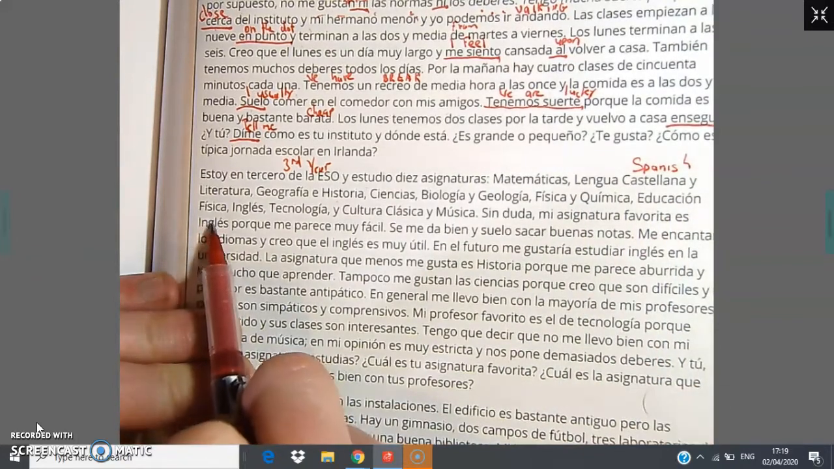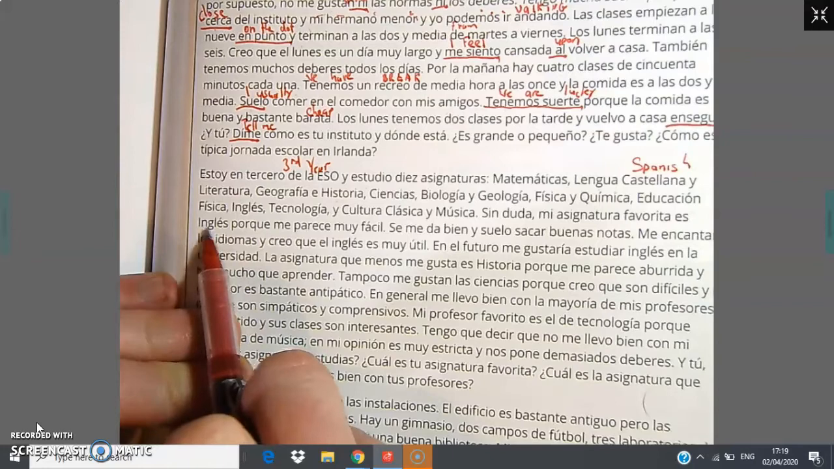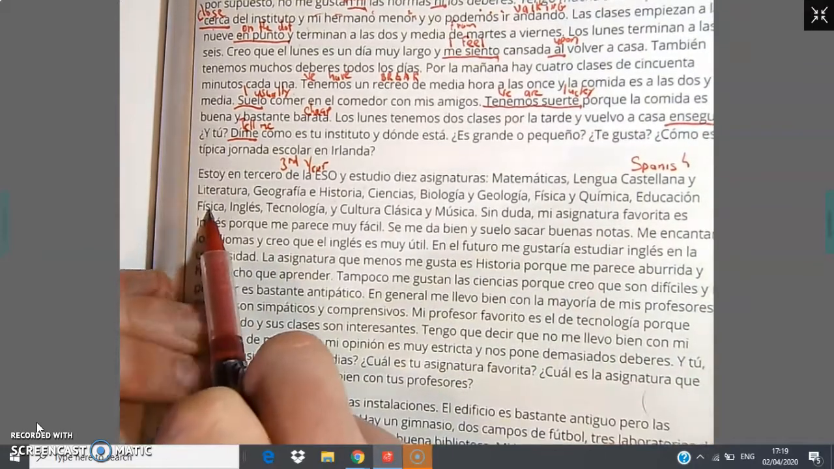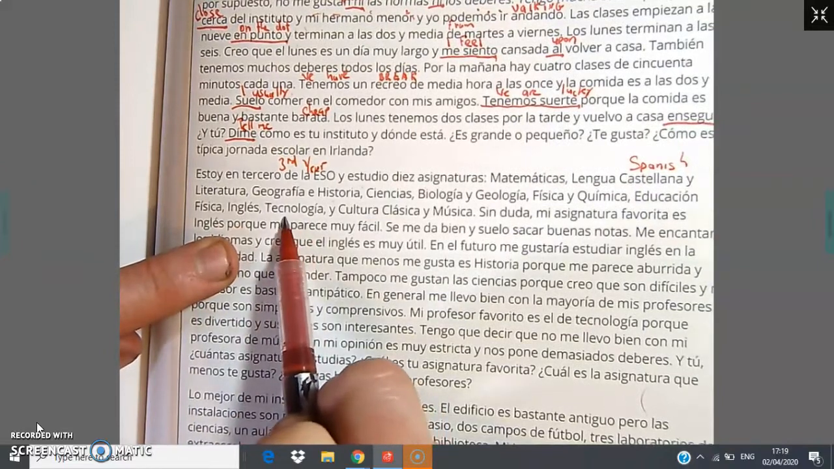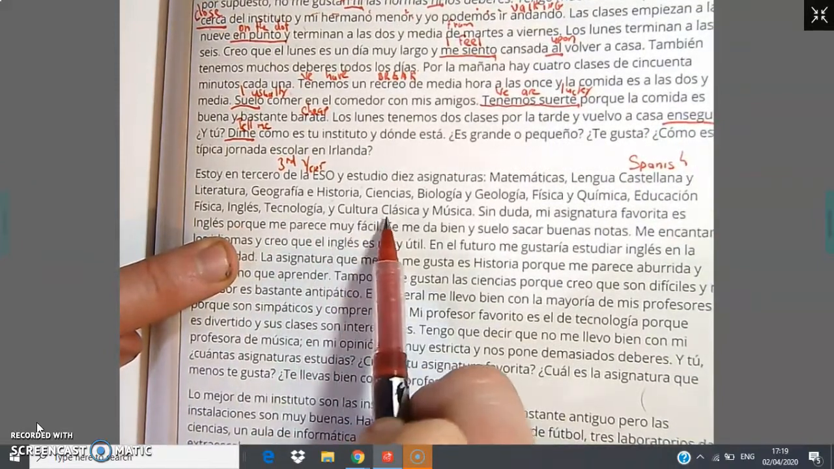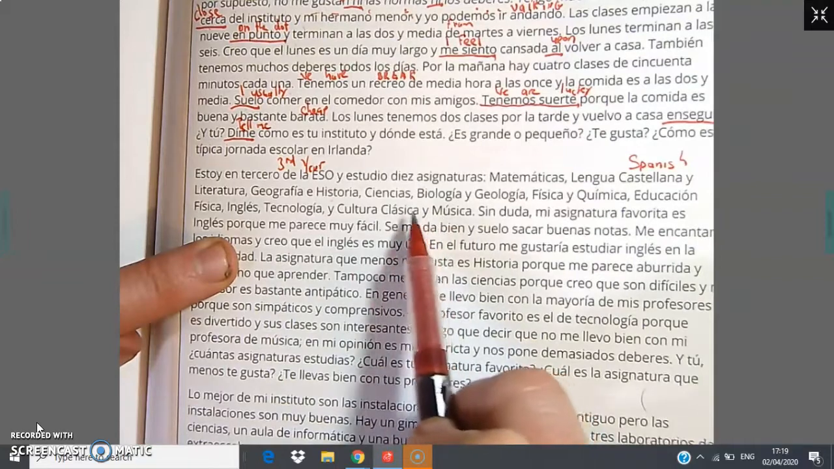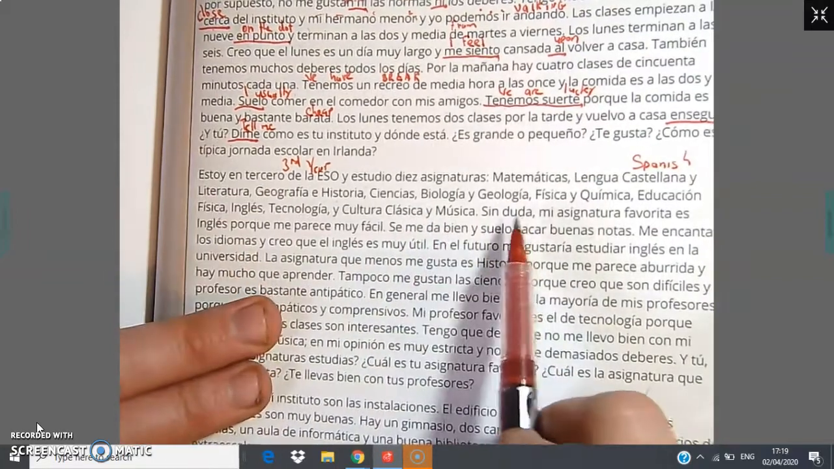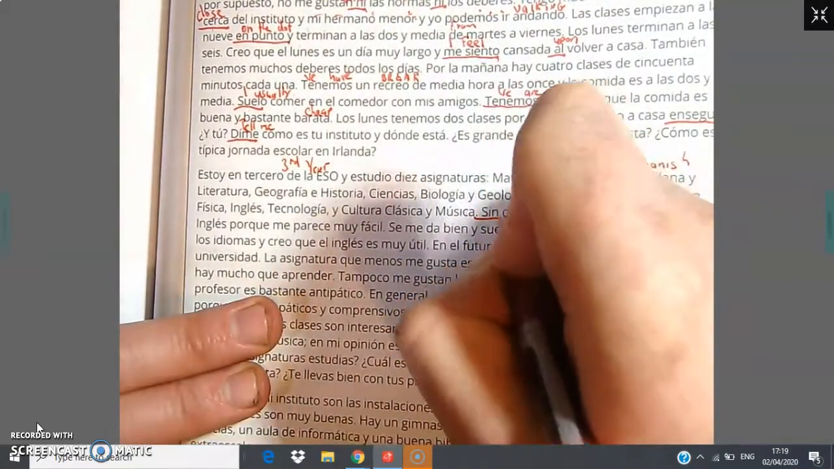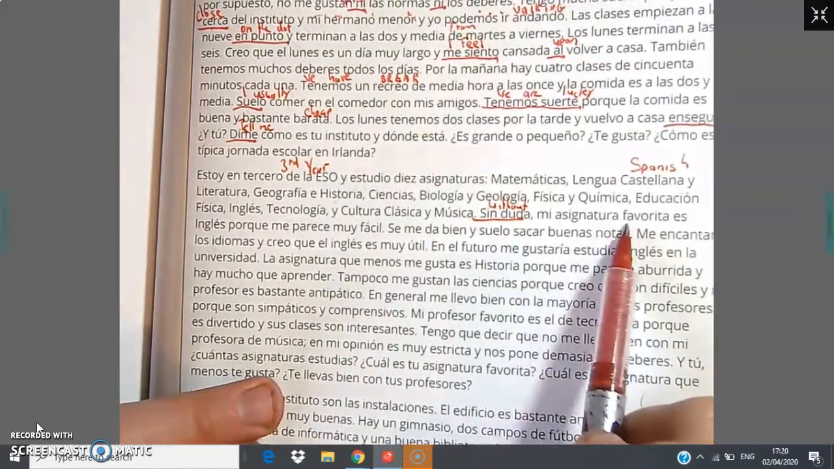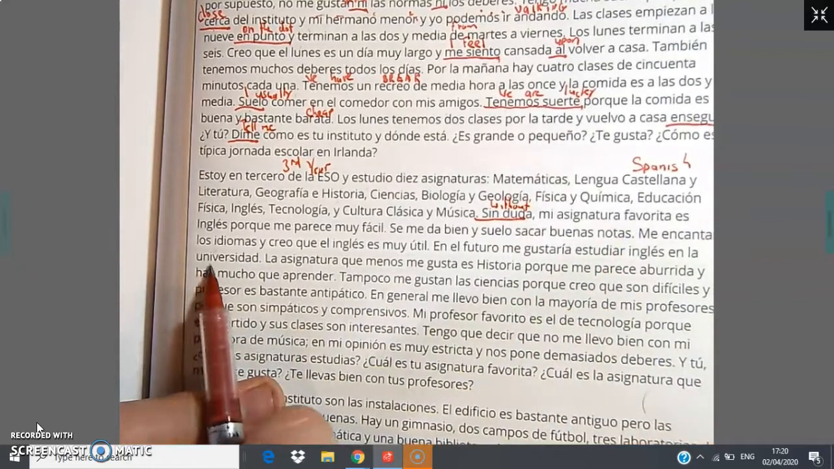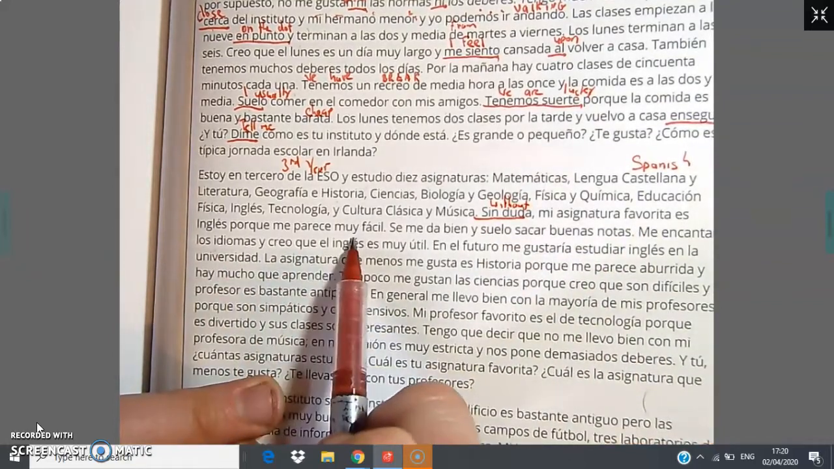Educación física is your PE. Inglés, English. Tecnología is your technology. Y cultura clásica y música, so that's your classical music. Okay? Sin duda. So I want you to underline that. Sin duda, without a doubt. Mi asignatura favorita es inglés, es English. Porque me parece muy fácil.